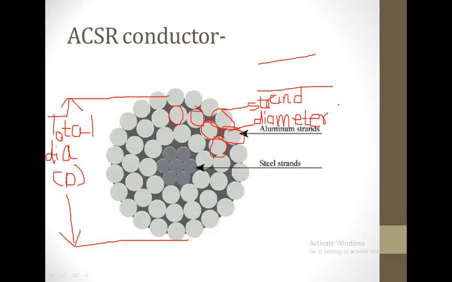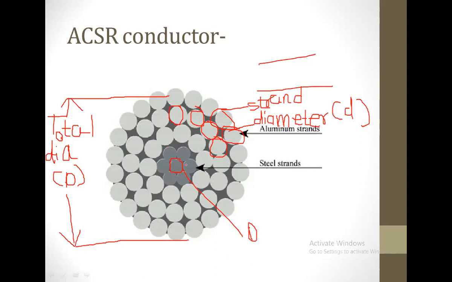The strand diameter can be denoted by small d. Then next, we have to see what are the layers of the cable. So this central part is one layer. That means we can number it by 0.